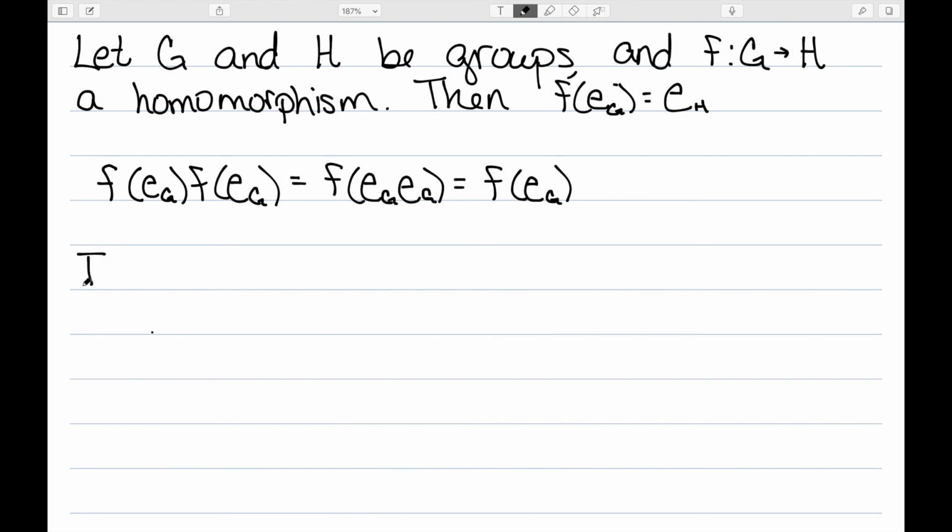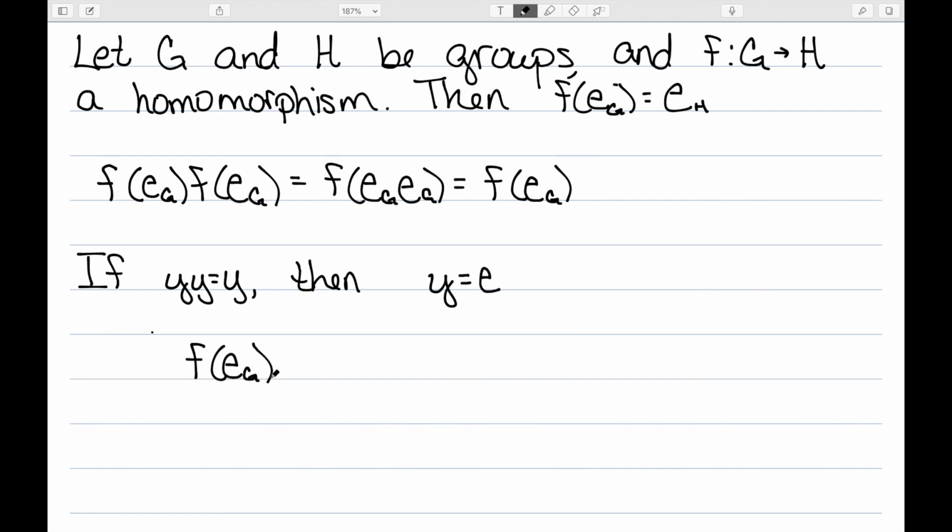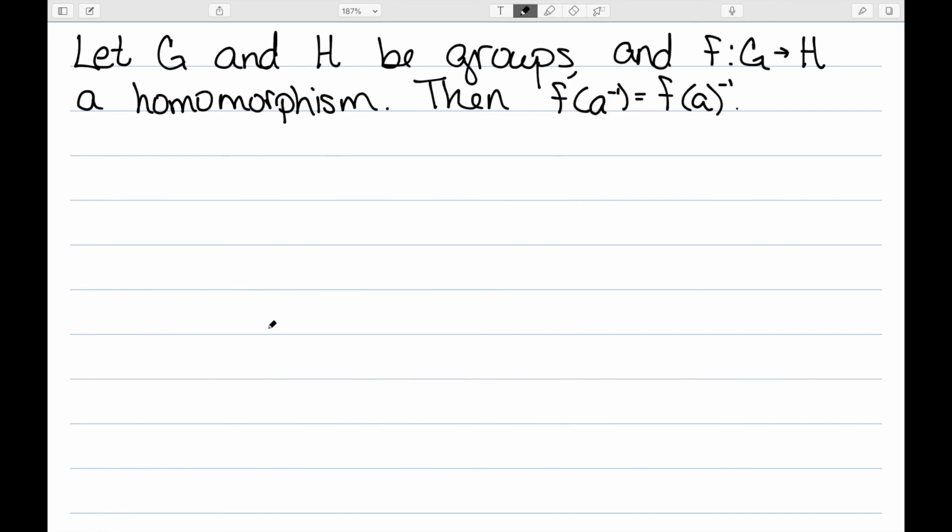Well, another property that we need here is if I have y times y is equal to y, then I can multiply both sides by y inverse to get y is equal to the identity. Referring that to up here, I have 2 things that multiply to be equal to themselves, so that thing must be equal to the identity. So the last property showed us that identity must map to identity.